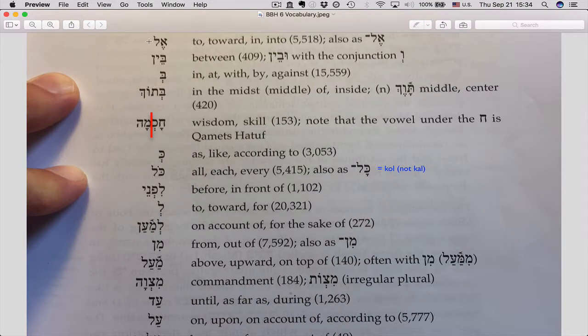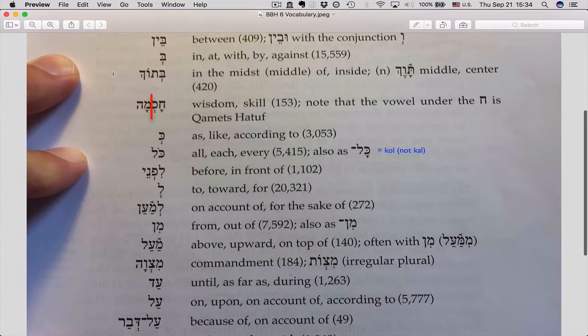Next, el, to or toward. Next, we talk about this one several times, bain, between. And if we use the conjunction v with it, it becomes uvein. Bain haor uvein hachoshek, between the light and between the darkness.